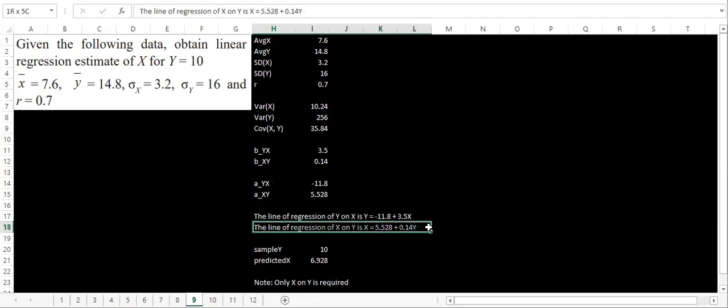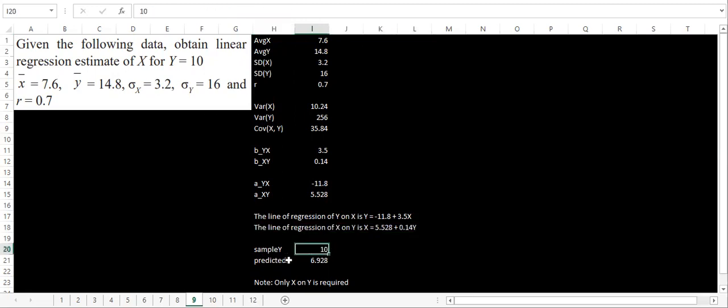I'm so sorry. Okay, since we wanted X on Y, we needed this equation. We need X in terms of Y. So you can check that you can get X equals 5.5 something plus 0.14y. And when you plug in Y equals 10 in that, you can predict that the X value comes out to be 6.9. Feel free to check the numbers. And of course, we needed only X on Y. The first one was done just for completion's sake.